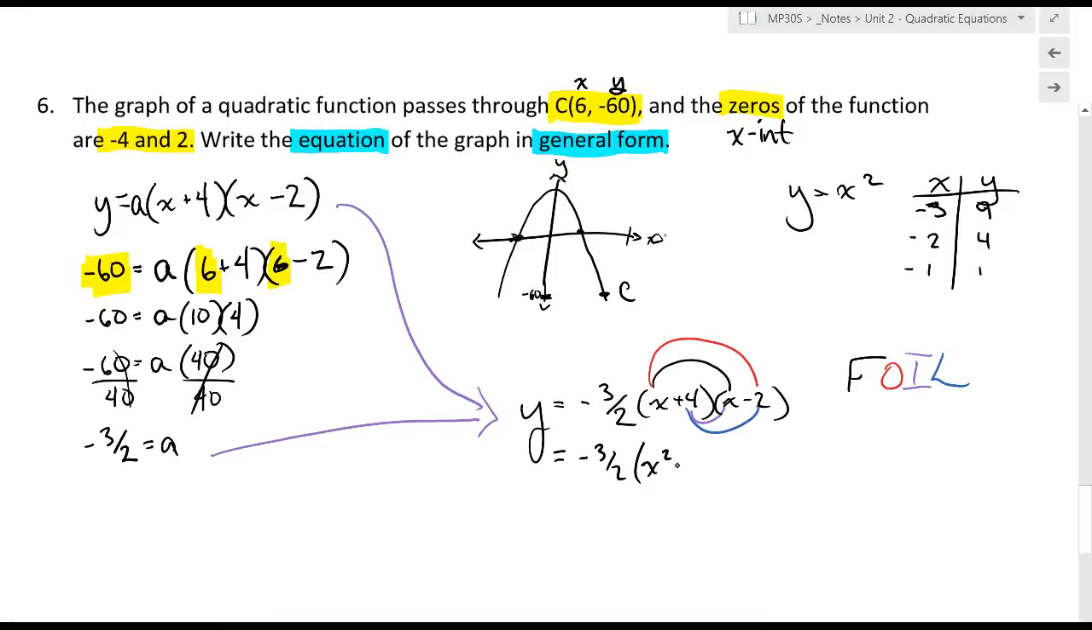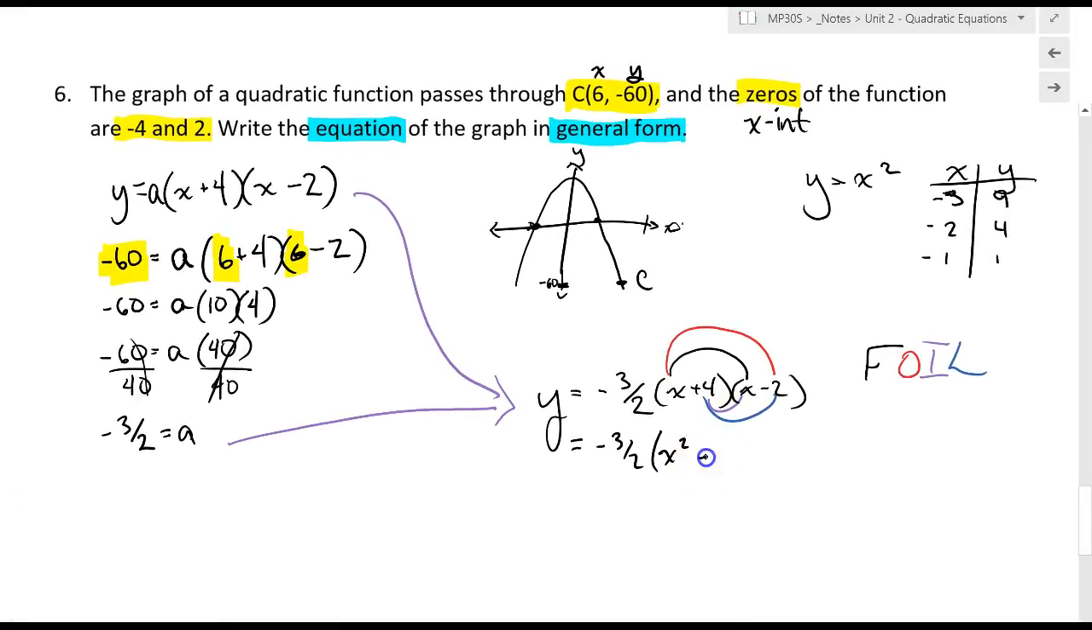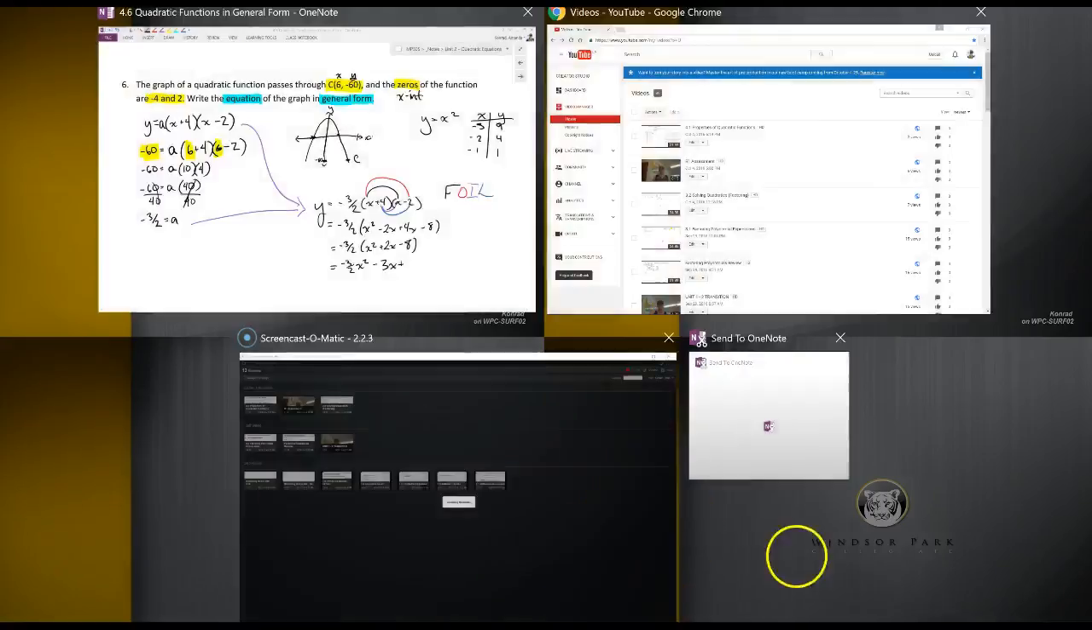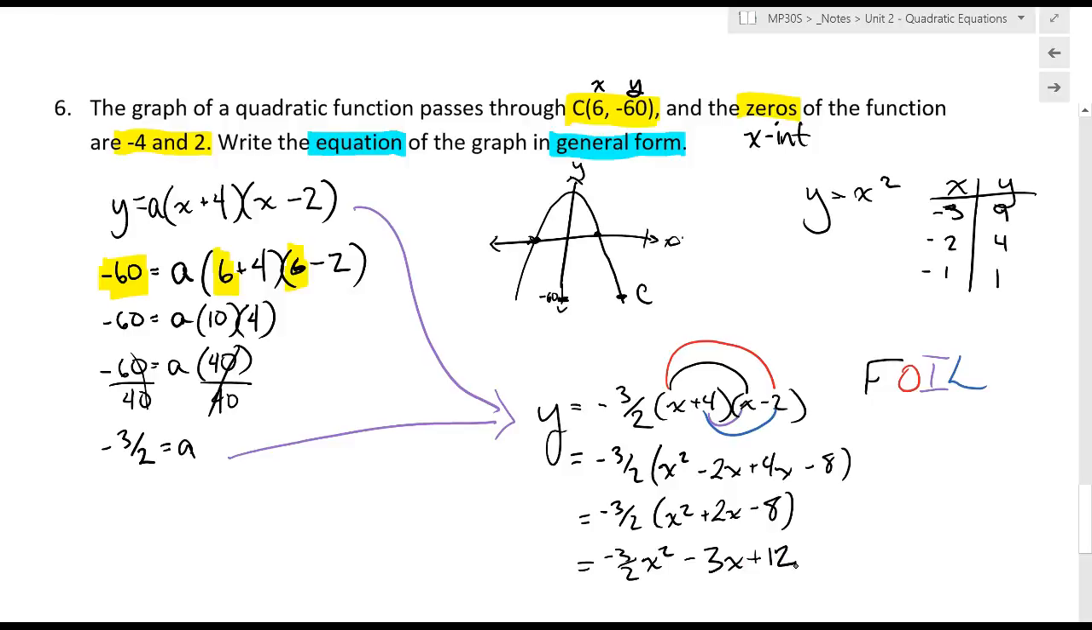X squared, minus 2x plus 4x minus 8, which is the same as x squared plus 2x minus 8. We're going to multiply by that value out in front, so we've got negative 3 halves x squared minus 3 halves times 2. The 2's will cancel each other out, so it's going to be just minus 3x. Negative times a negative is a positive. 3 times 8 is 24 divided by 2, 12. And so that, with y equals at the front, is my general form, and that is my final answer.